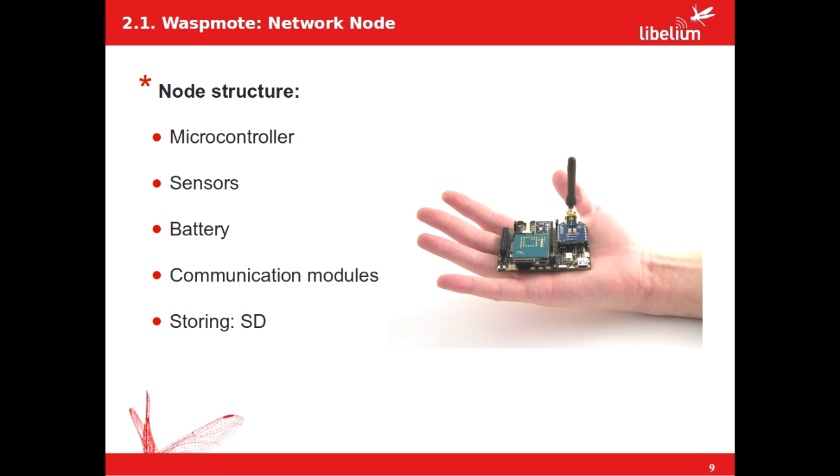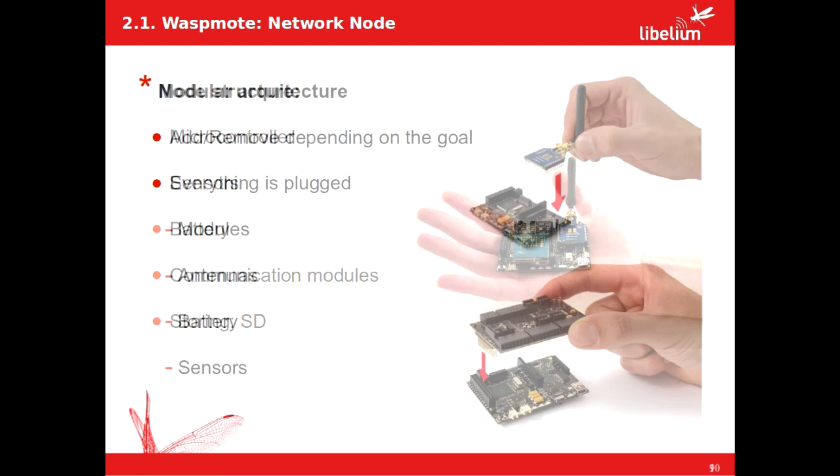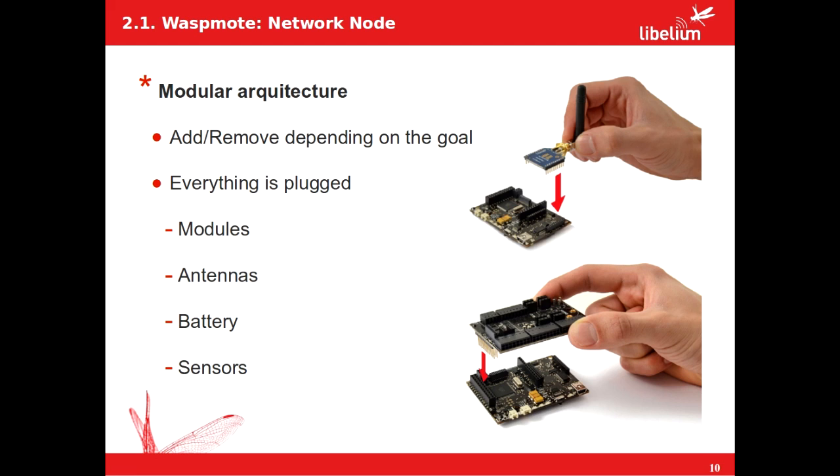Basically, the node structure is composed of a microcontroller, several sensors, a battery, communication modules, and some kind of a storing system, for example, an SD card. In the case of Waspmote, we have a modular architecture, so we can add or remove modules depending on the goal we want to achieve.